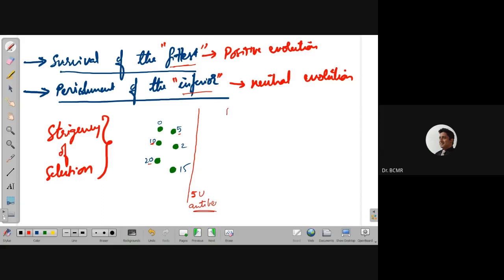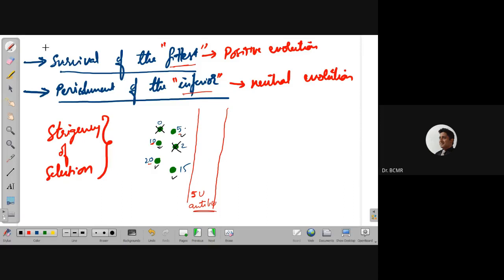So I have added a selection of 5 units of antibiotic. Which will survive, and which will die? This one has 0 resistance, so it will die out. The one with 2 also has too little resistance, so that will die out. And this is 5 resistance units, so it will survive. The other one has 10, which is also going to survive. And those with 20 and 15 are also going to survive.